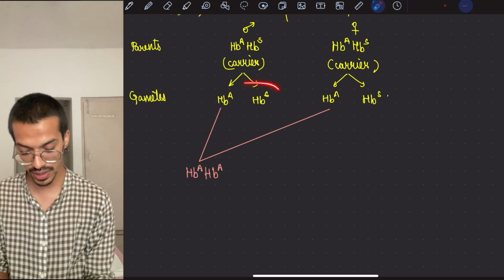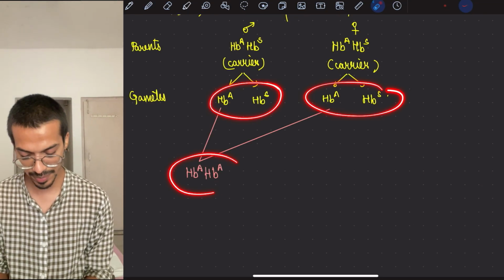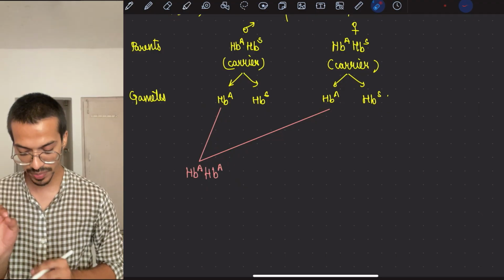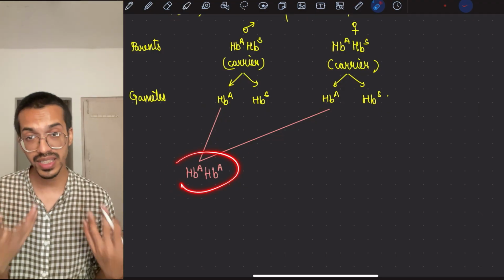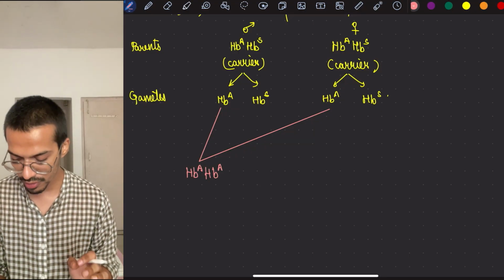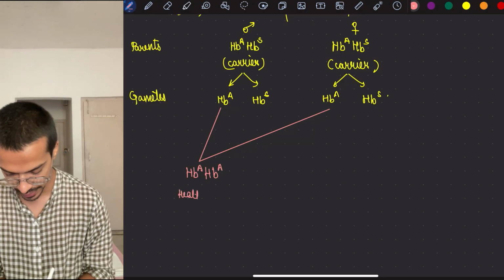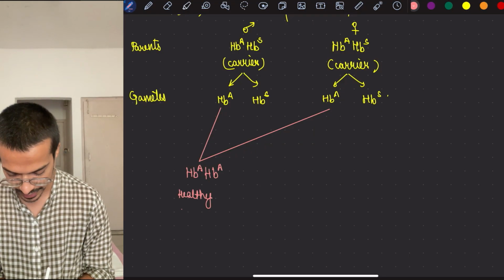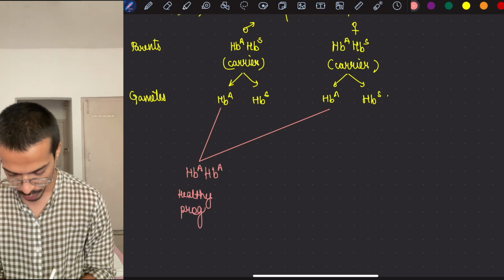The first condition formed after gamete formation would be this. Here the offspring produced would have both AA, meaning a healthy offspring will be there. So this is a healthy progeny.